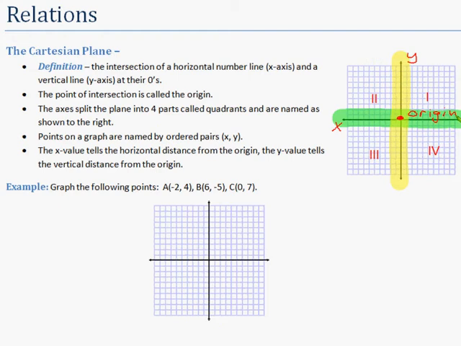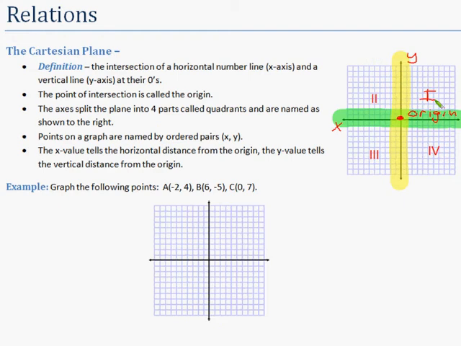As you notice, if you look at these axes here, they're called axes. They split the plane into 4 parts, and I've numbered them there. They're called quadrants. So the first quadrant is at the top right, and then you go counterclockwise. So you have your second, third, and fourth quadrant.